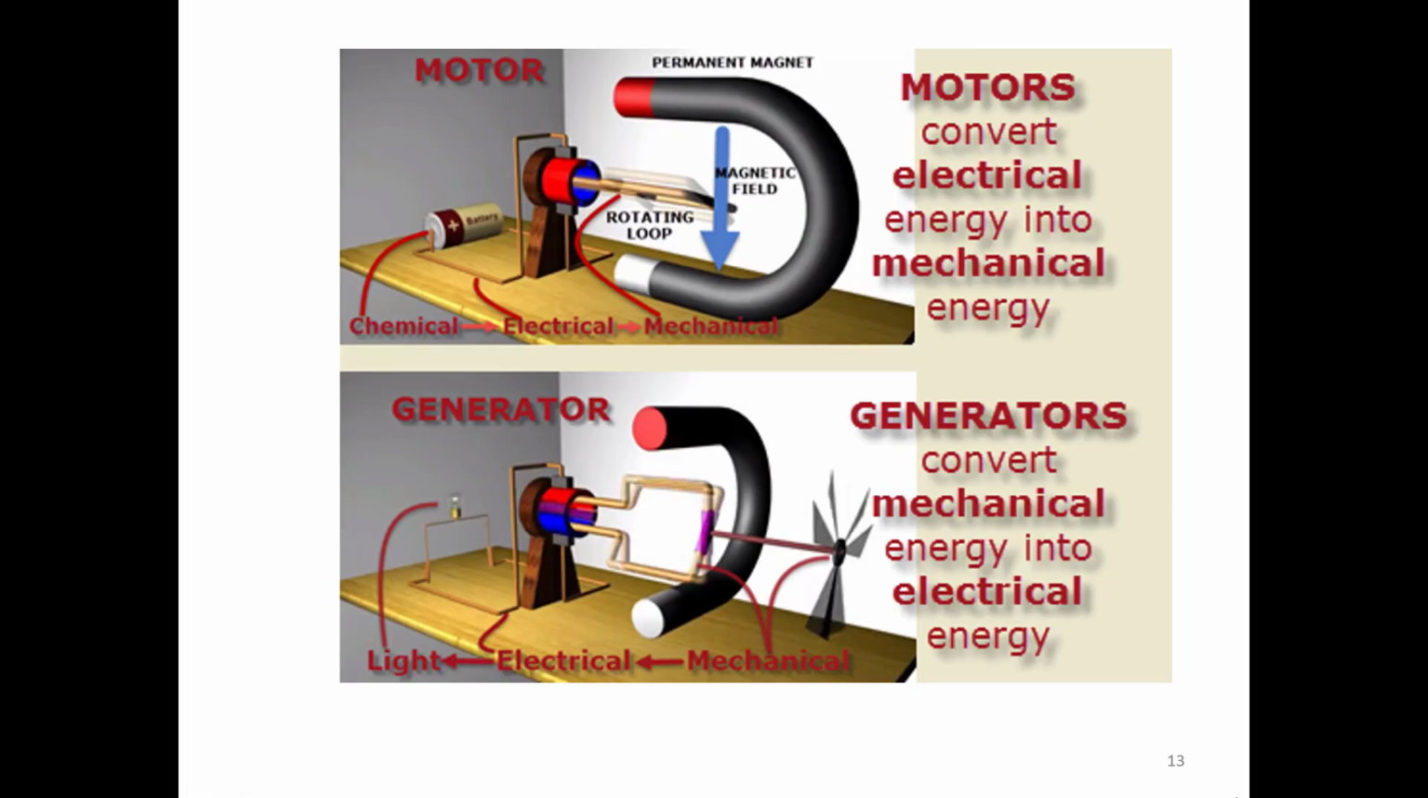Just to review, one of the applications of the electromagnetic effect is the motor, and motors convert electrical energy into mechanical energy. One of the applications of electromagnetic induction is the generator, and generators convert mechanical energy into electrical energy. This is all I had to discuss for today.